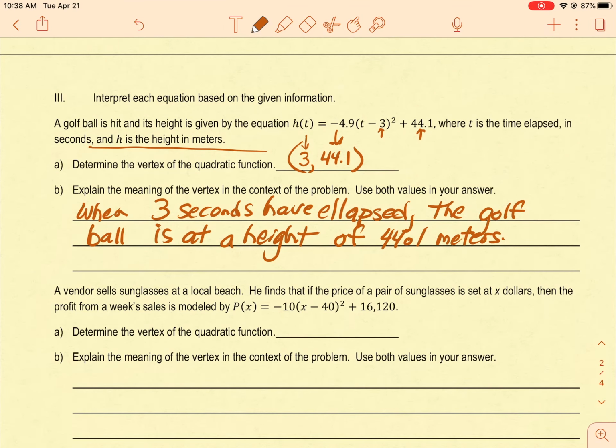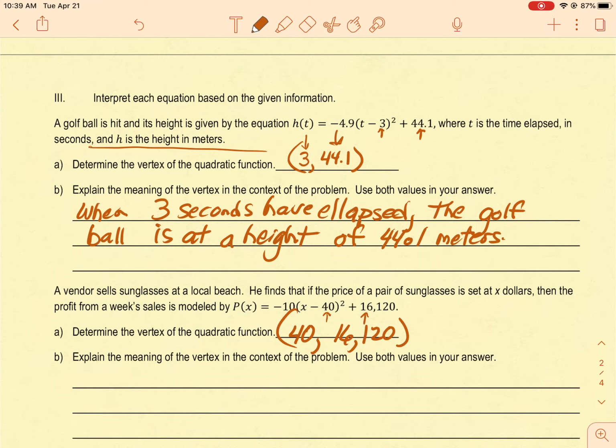Looking at the next one, same type of problem, but a vendor sells sunglasses at a local beach. He finds that the price of a pair of sunglasses is set at x dollars. Then the profit from a week's sale is modeled by that equation. It's a quadratic function, and it's in vertex form. So again, our h and our k are our vertex. So we're getting 40 and then 16,120. So explain what that means.